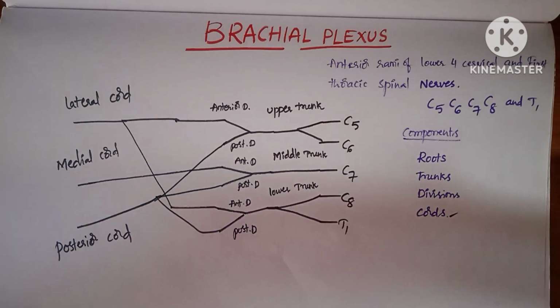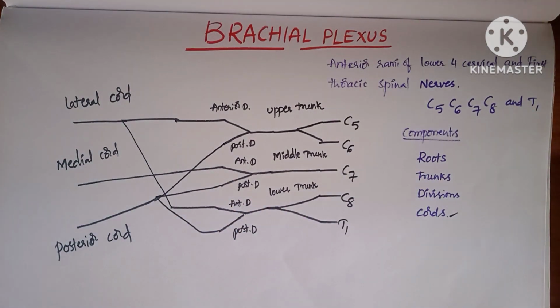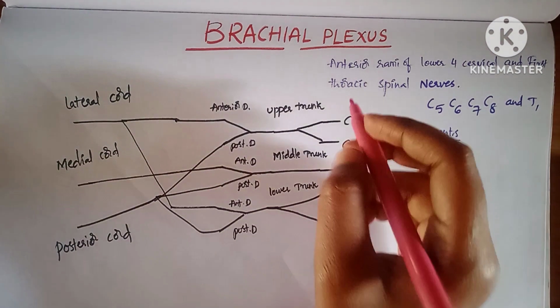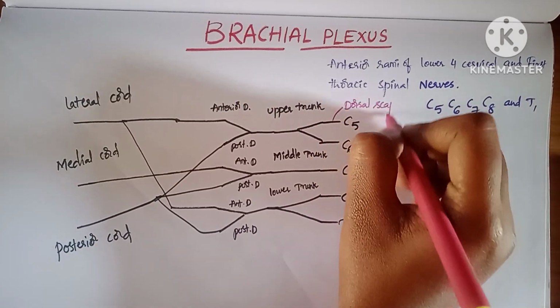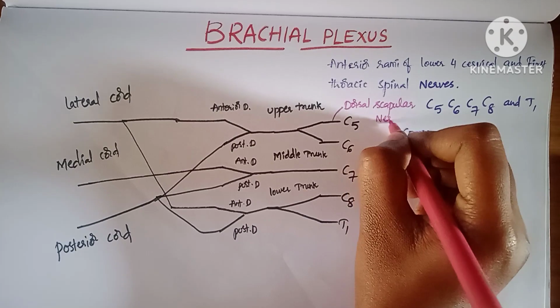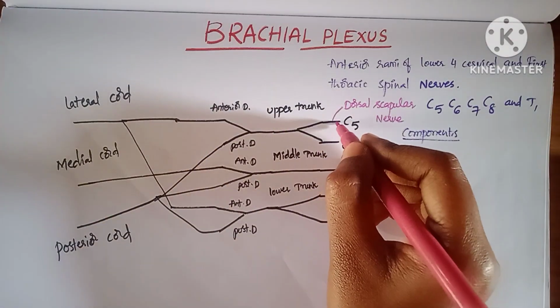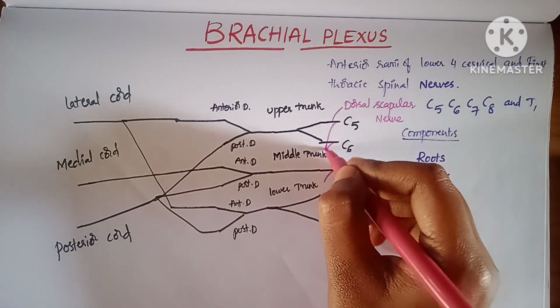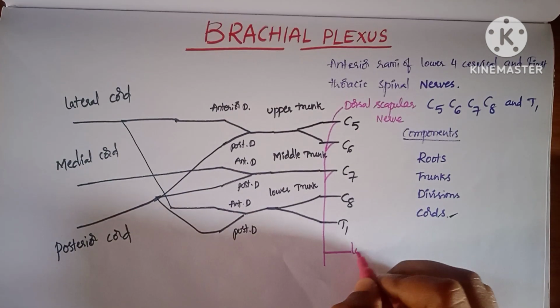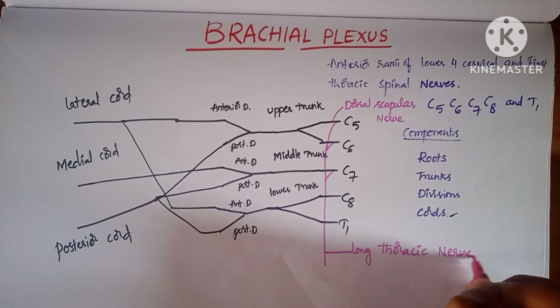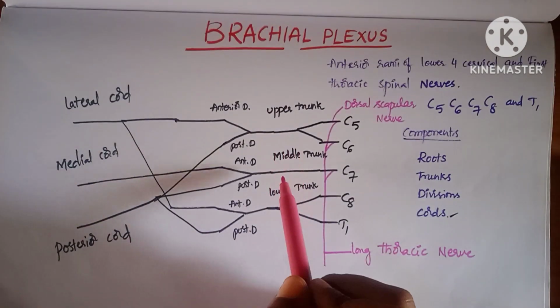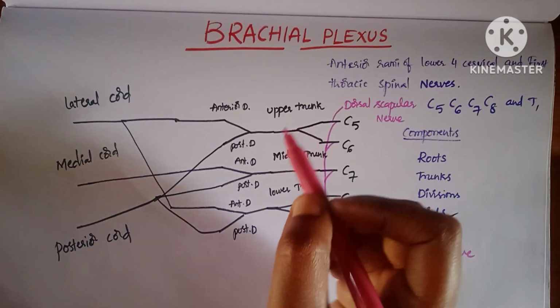Coming from the different components of the brachial plexus, there are two nerves coming from the roots and two nerves coming from the trunks. From the roots, C5 contributes to the dorsal scapular nerve, and also to the phrenic nerve. From C5, C6 and C7 we have a long thoracic nerve, and from trunks, middle trunk and lower trunk do not give any nerves.